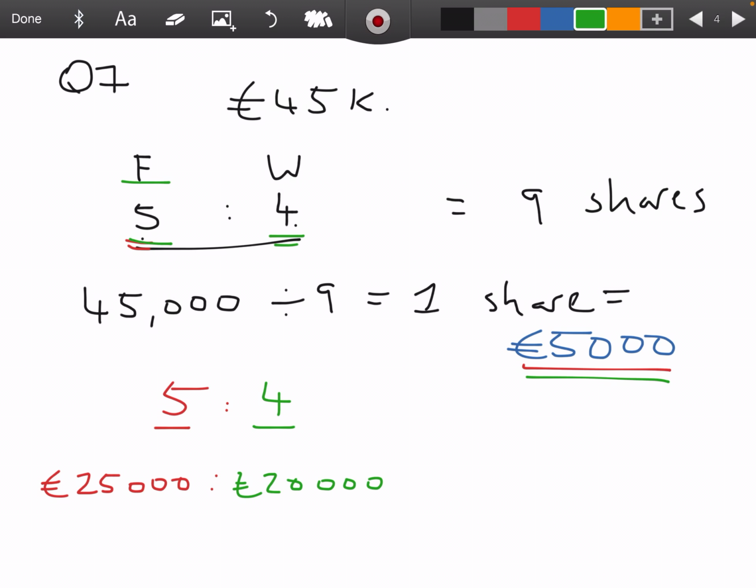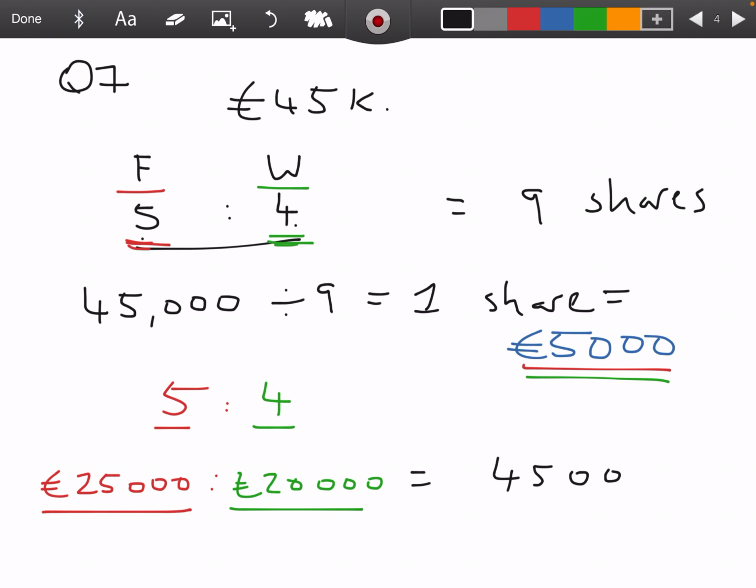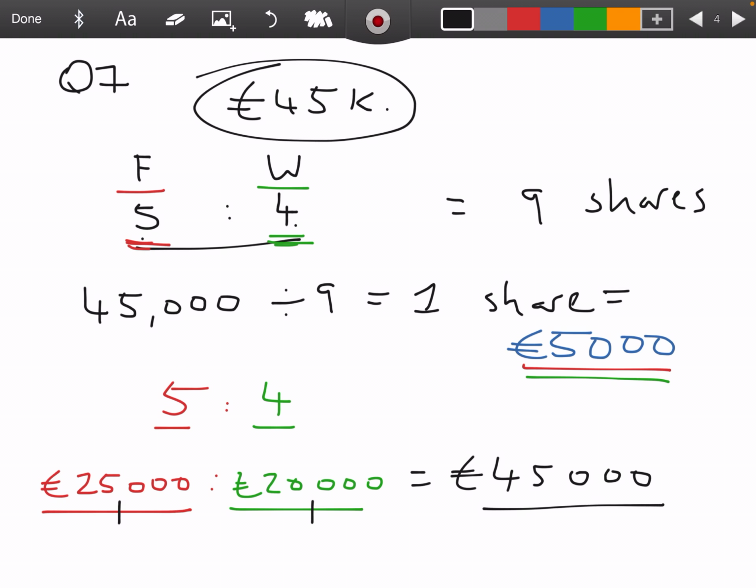Fernando gets 5 shares worth 25,000. Wayne gets 4 shares worth 20,000. We know the total prize money was 45,000, and that is all accounted for now. So I'm pretty confident that I've done it correctly, because if I do 25,000 plus 20,000, it gives me that 45,000, which is the money we started off with. So we know that we're happy with that.